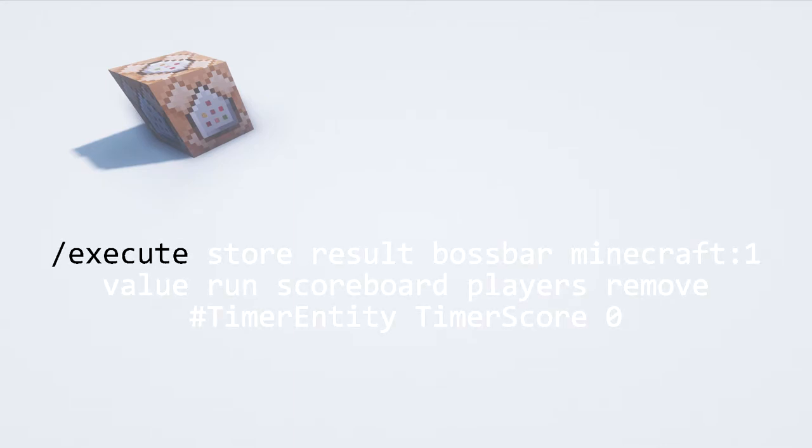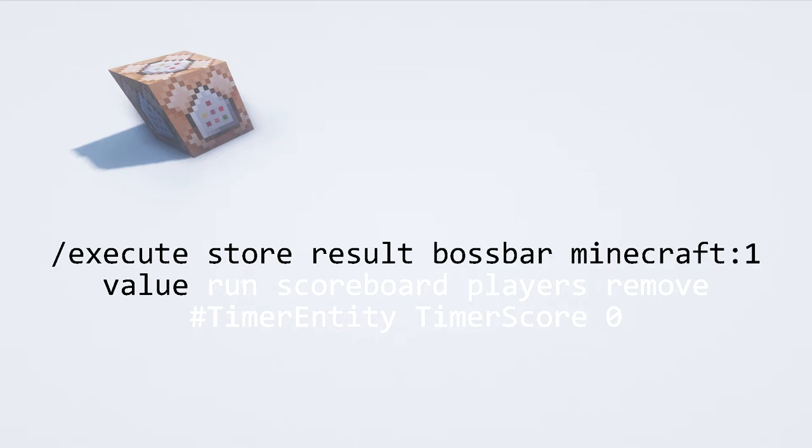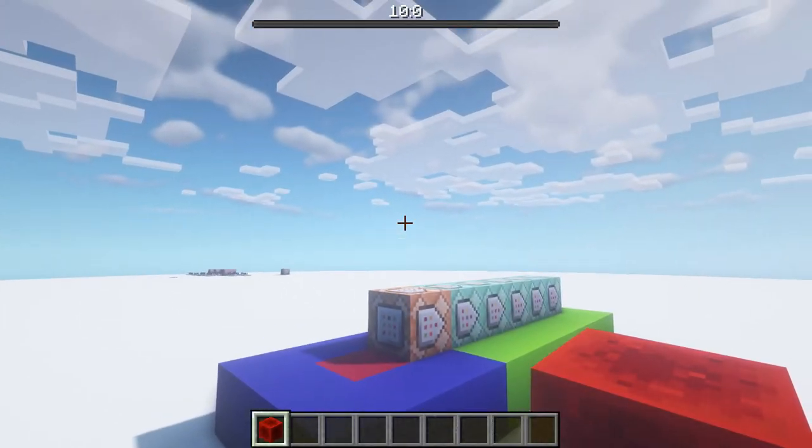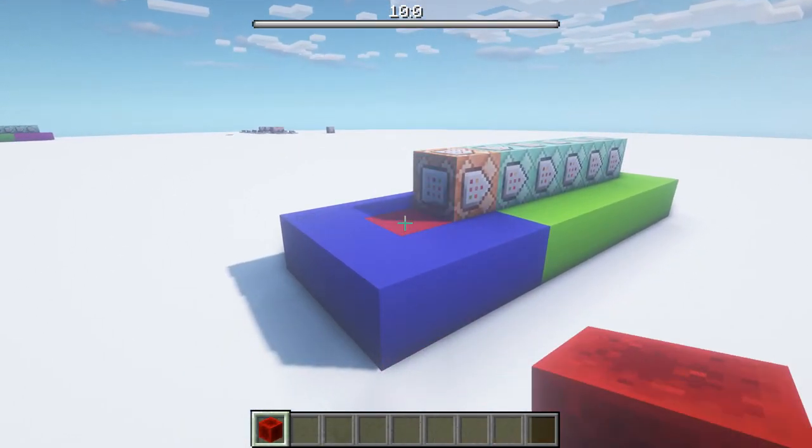To get the bossbar to match our timer score value, we can use the execute command. Execute store result will apply the result of the final command into the attached component, which is where we put the bossbar value. Then we can run an empty command with the timer entity's timer score variable, so we get the timer score value without actually changing it. Running the command chain again should show the bar filling up.